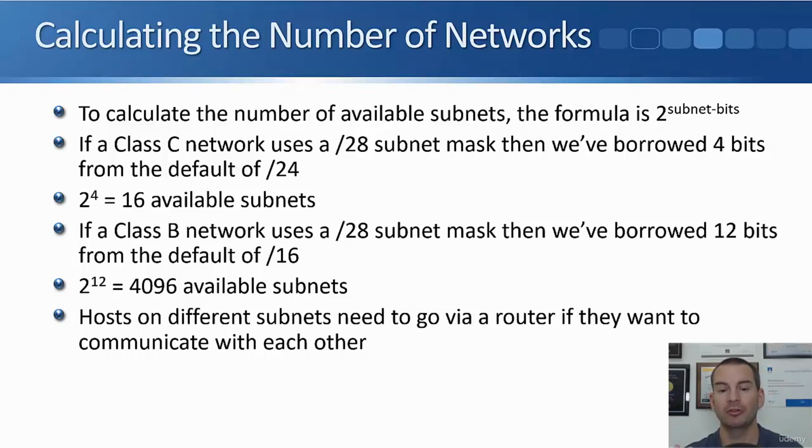And remember that hosts on different subnets need to go via a router if they want to communicate with each other. That's the whole point of having our IP addressing and of doing subnetting. It's to divide our network up into different logical parts of the network, and it's the routers that are the device that know how to get everywhere and that can direct the traffic.